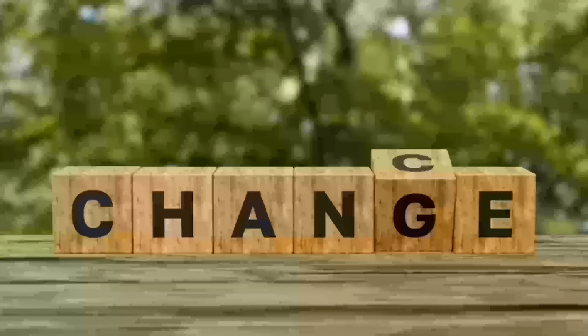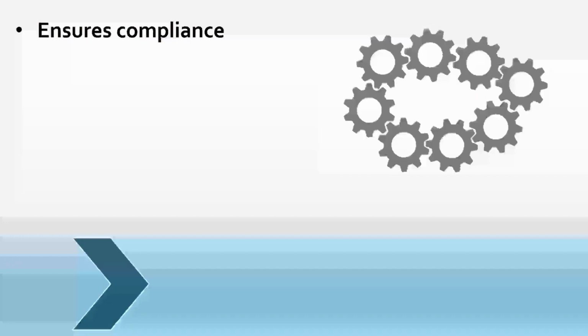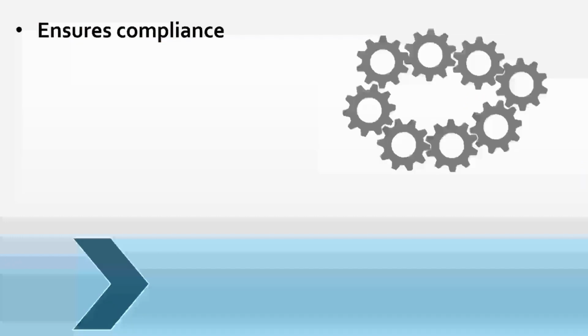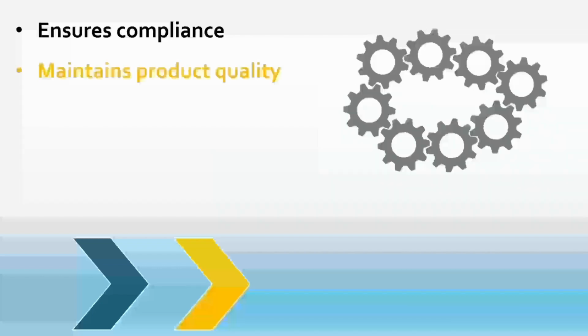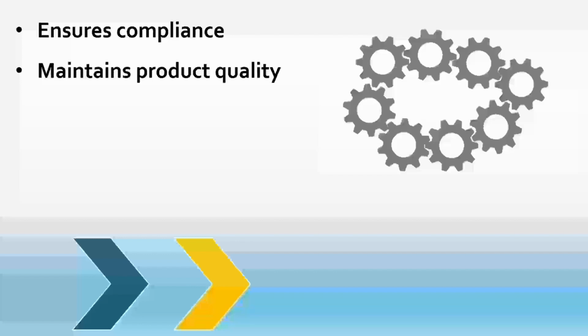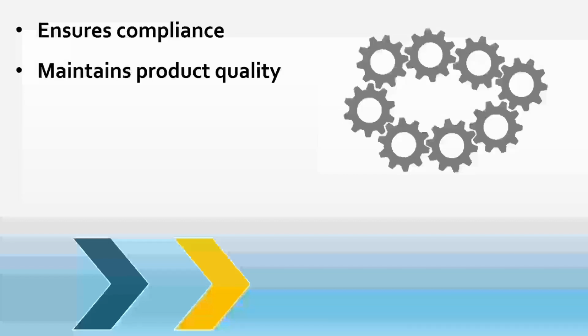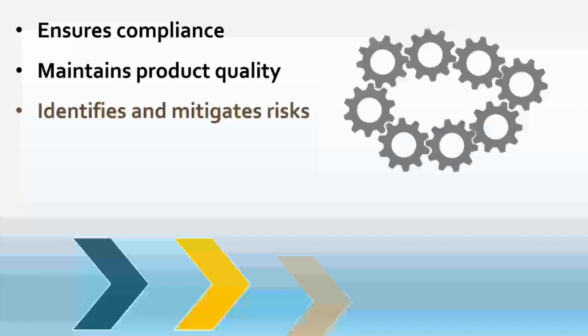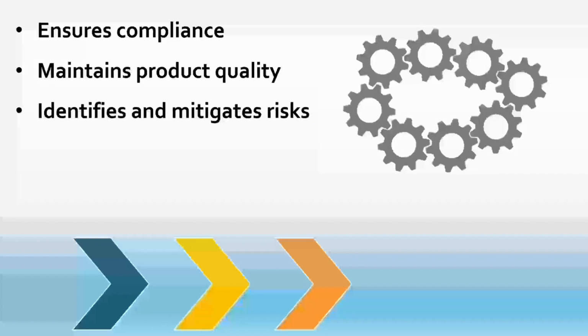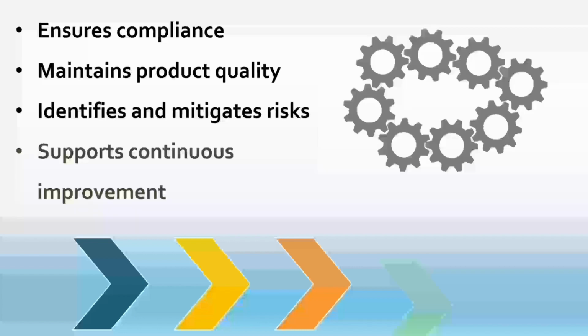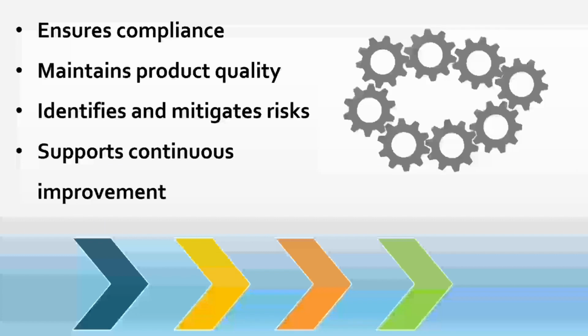Change control is vital for several reasons. Firstly, it ensures compliance by making sure all changes are evaluated and approved, maintaining alignment with regulatory requirements. Secondly, it helps maintain product quality by assessing the impact of changes and implementing necessary controls. Thirdly, it identifies and mitigates risks associated with changes, ensuring they do not negatively affect the quality management system. Lastly, it supports continuous improvement by allowing organizations to make necessary changes in a controlled and systematic manner.